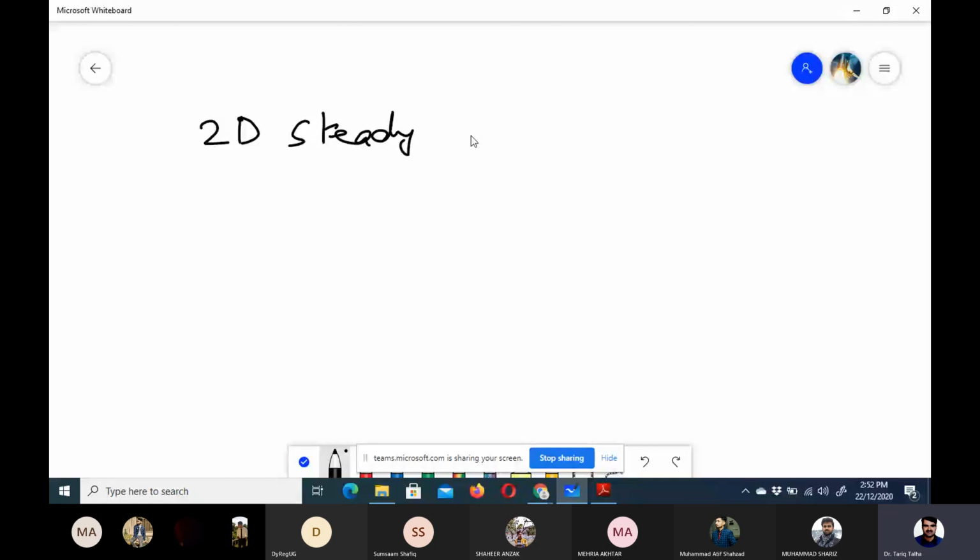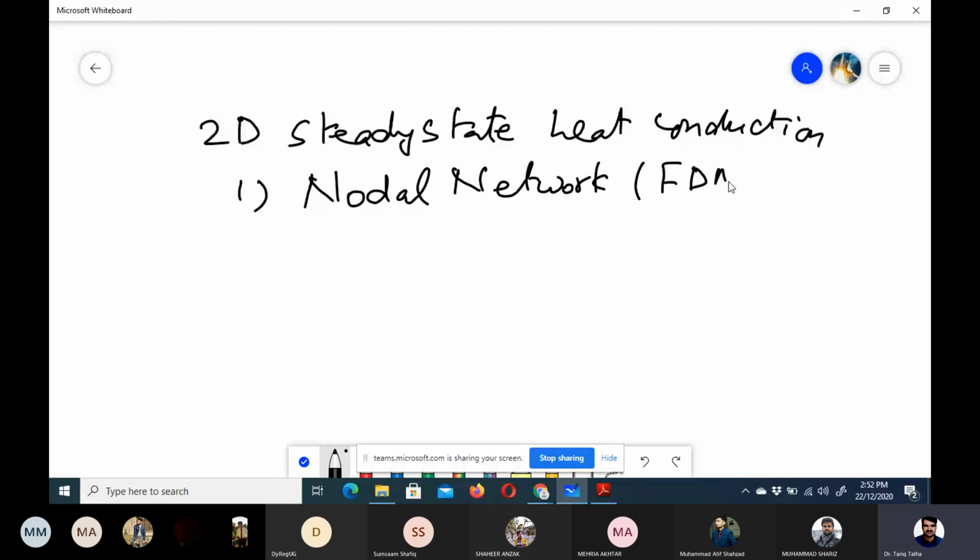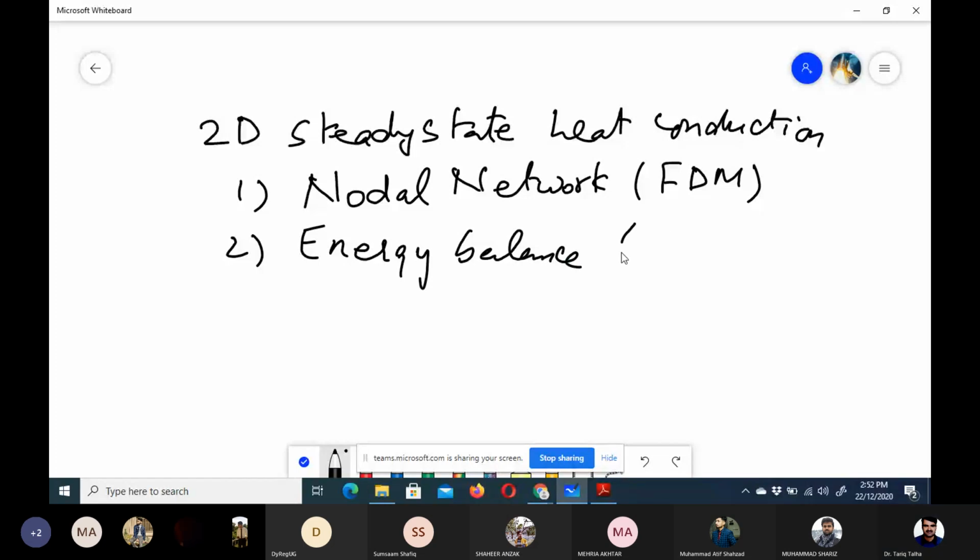Okay, steady state heat conduction, and we did two methods in that. One was the nodal network, which is a type of FDM, the finite difference method, and the second one was the energy balance method, which is FVM, the finite volume method. So now we are going to look at the transient heat conduction problem.